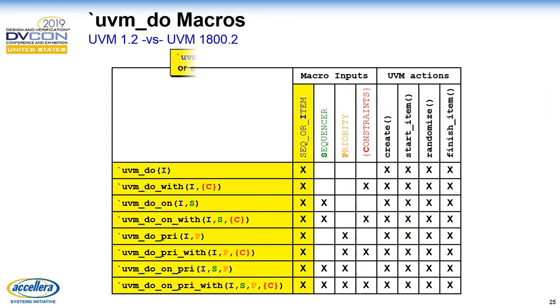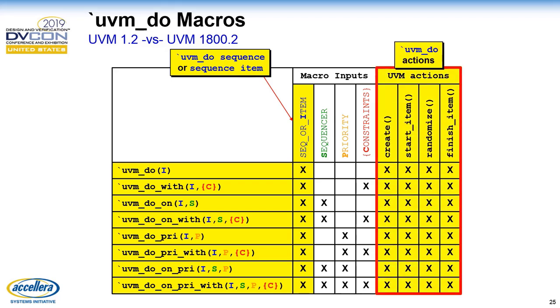UVM do macros. Now, this is probably one of those places, if you're using the UVM do's, where you're going to see a number of changes. So when it comes to UVM do, what they are allowed to do is execute either an item or a sequence. And so the UVM do's do a quick check to find out, am I working with an item or am I working with a sequence? And then they perform the creation, the start item, the randomize, and the finish item. That's all built into the UVM do macros.